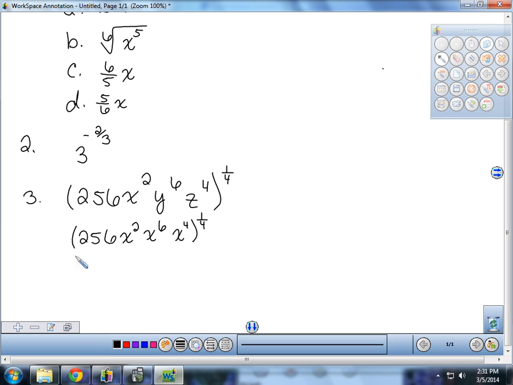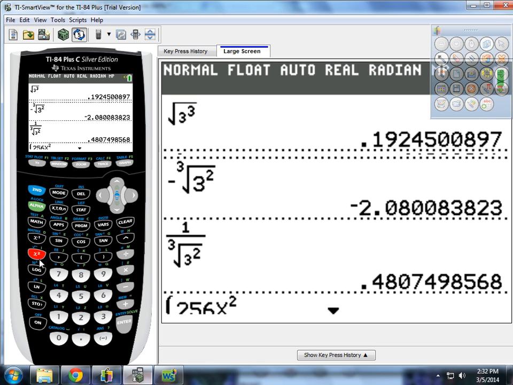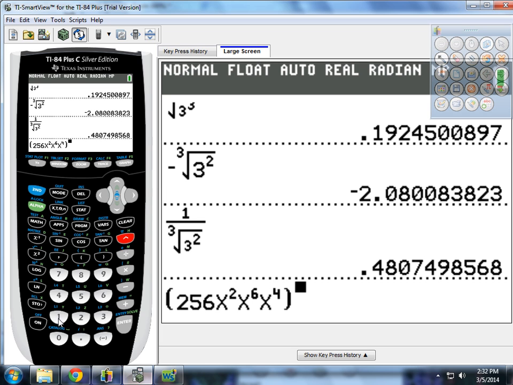So we're going to start and get a value for this. So we're going to plug that in first. So we have parenthesis, 256, x squared, x to the 6th, x to the 4th, parenthesis to the 1/4.